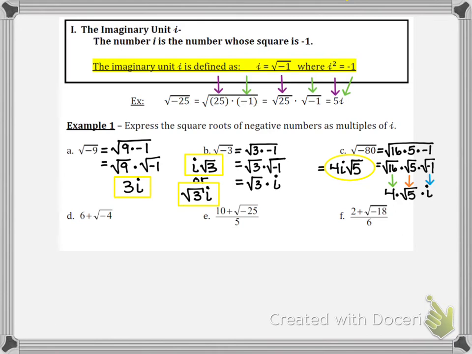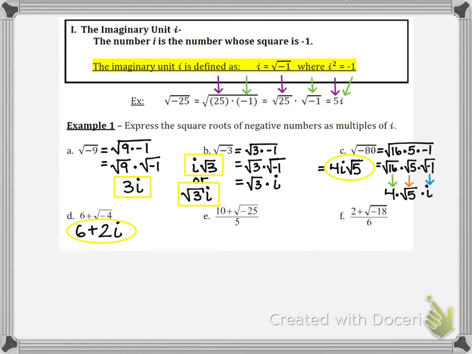Let's take a look at part D. Okay, so now we're going to test the skills we just learned in parts A, B, and C. So in part D, I have 6 plus square root negative 4. Well, 6 is the real number 6. There's nothing to do to the number 6. But the square root of negative 4, since 4 is a perfect square, becomes 2. But since it's negative 4, it's really 2i. So that's it, 6 plus 2i.